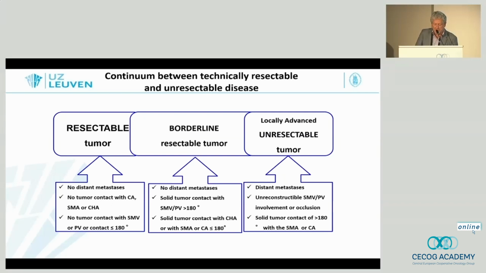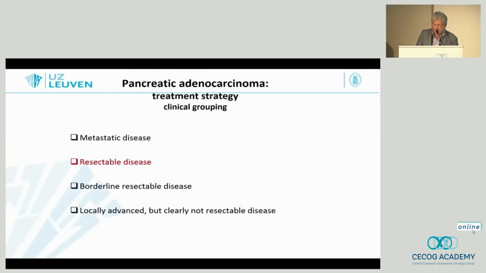Resectable of course includes no distant metastasis, no tumor contact with the main arterial vessels, the superior mesenteric artery, the common hepatic artery, the celiac artery, and no tumor contact with the superior mesenteric vein or portal vein, or contact of less than 180 degrees. So that's clearly resectable. Unresectable is also clear, but then there is always this gray zone, and in the trials there is not always a clear distinction in the definition. It depends on the quality of the imaging, and it also depends on the experience of the team, which may put some patients in easily resectable or borderline resectable in some situations.